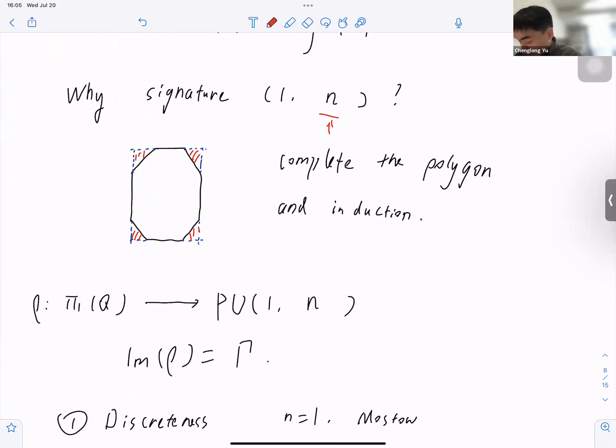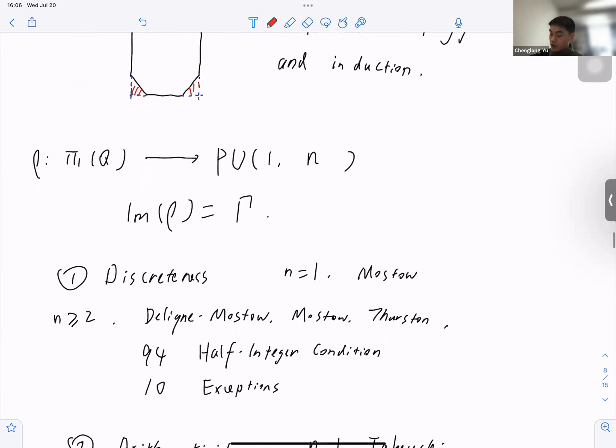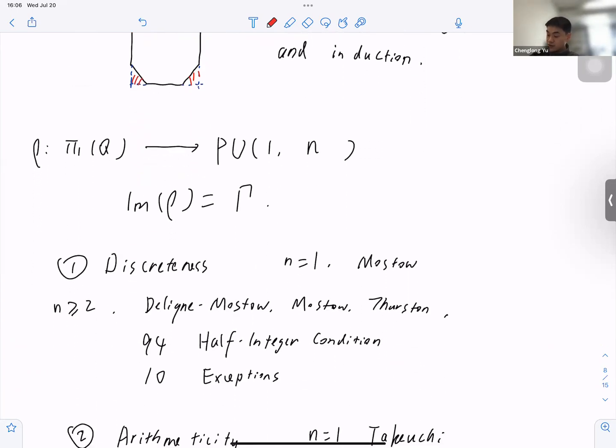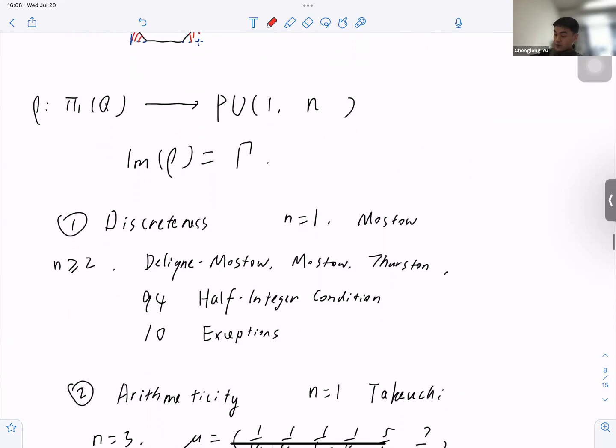All right, so this explains that the monodromy of those generalized hypergeometric functions will have monodromy inside PU(1,n). So the next natural question from Schwarz theory is when those groups are discrete, and when those groups are arithmetic, and when those groups are commensurable to each other. So there are 3 natural questions related to these functions or this monodromy group.